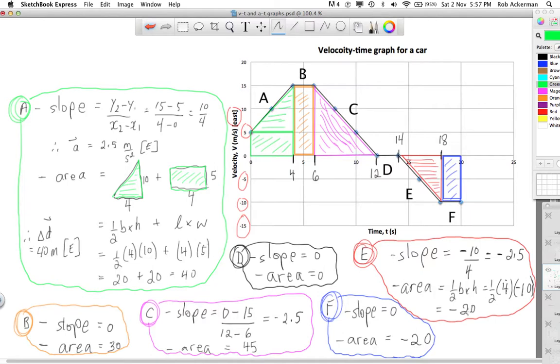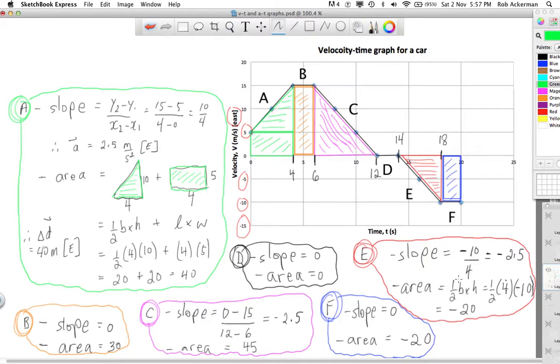You can't go build some furniture out of wood and go to the lumber yard and order a certain number of negative square meters of wood. That doesn't make any sense. But remember, area on these graphs is not the same as area in regular everyday life, so we can have negatives. Since area is displacement, this means that the object is actually going in the negative direction.